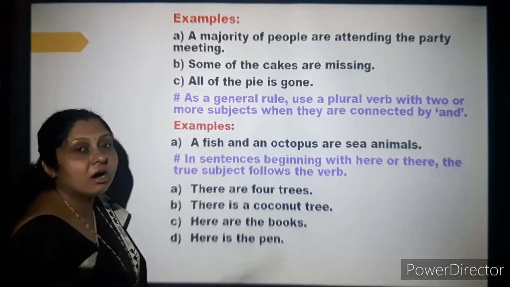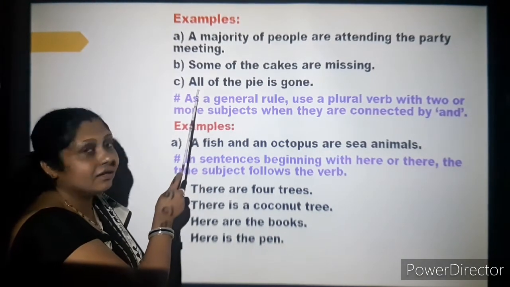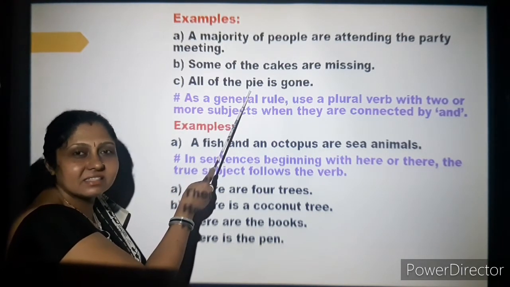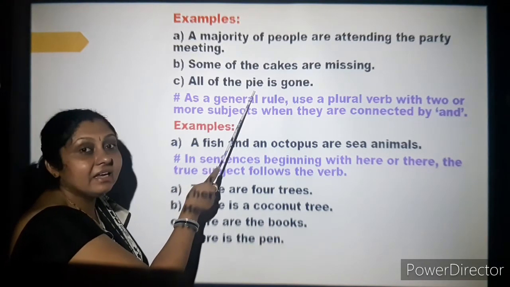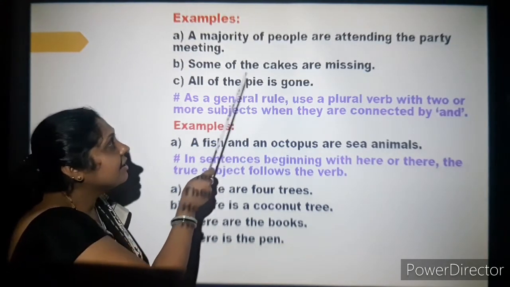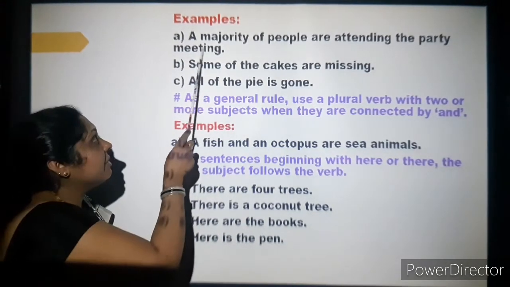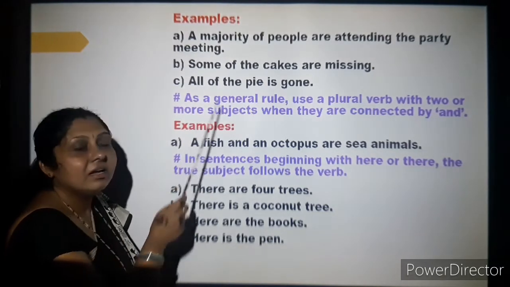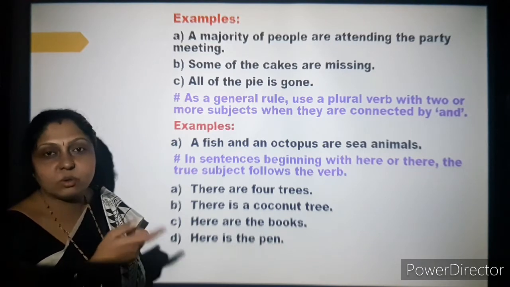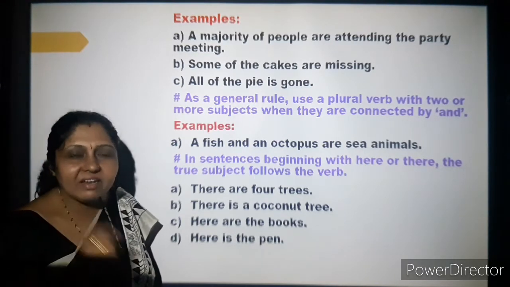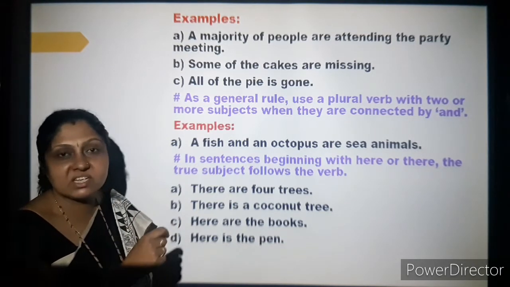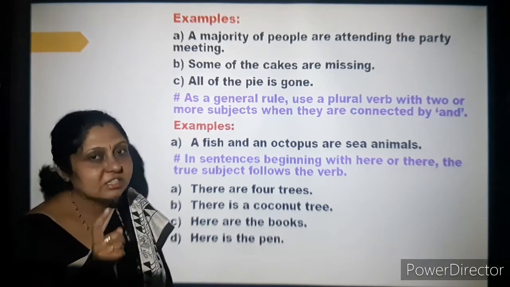All of the pie is gone. All. The usage is all, but here the noun is singular. Pie. It's a single pie. All of the pie is gone. So here you have to keep it in your mind when you are using a majority, some, all. Even when it comes to usages like a lot, a plenty, I have told you in the previous slides. So you should be very clear there. When the noun is used in the singular form with these usages, then the verb is also in the singular form.